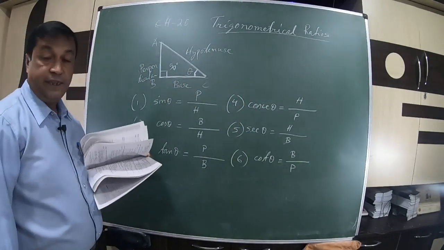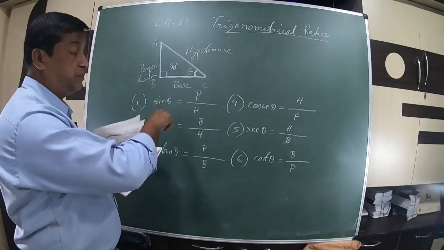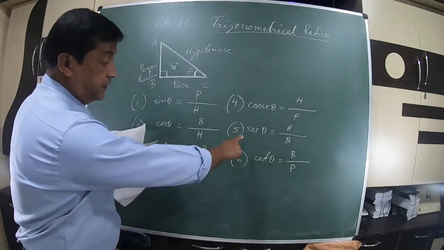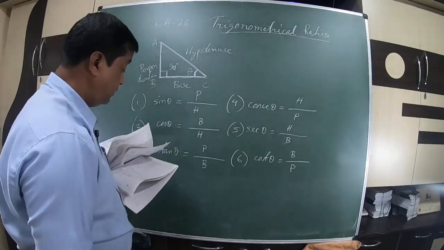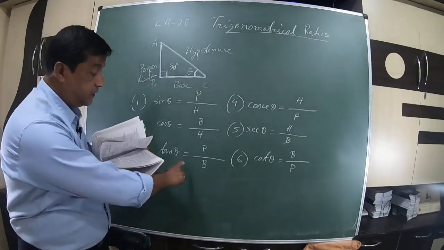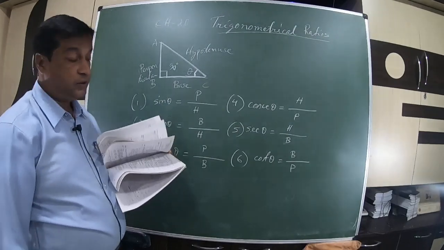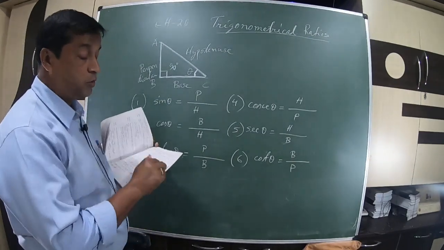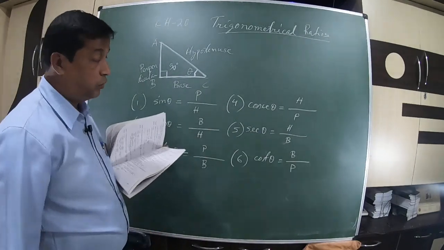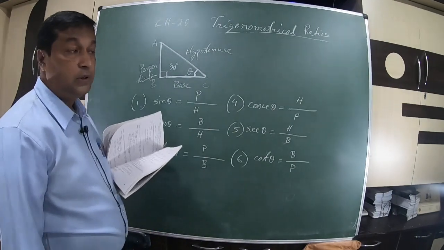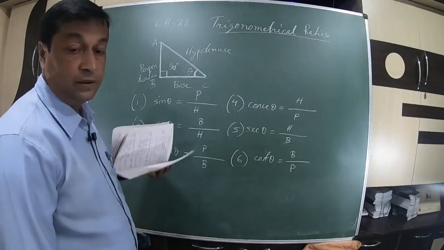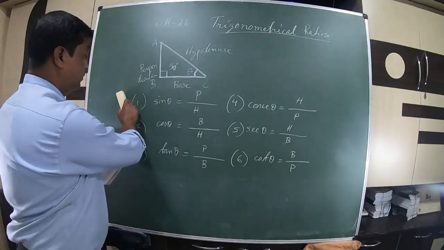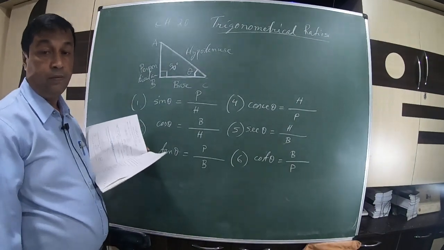So I think it's clear to you that if you take the reciprocal of sin theta, you will get cosec theta. If you take the reciprocal of cos theta, you will get sec theta. And if you take the reciprocal of tan theta, you will get cot theta. So these are the main formulas for this chapter. Now from these formulas, you can find out the other formulas also, if you take the Pythagoras theorem. I think you got it.